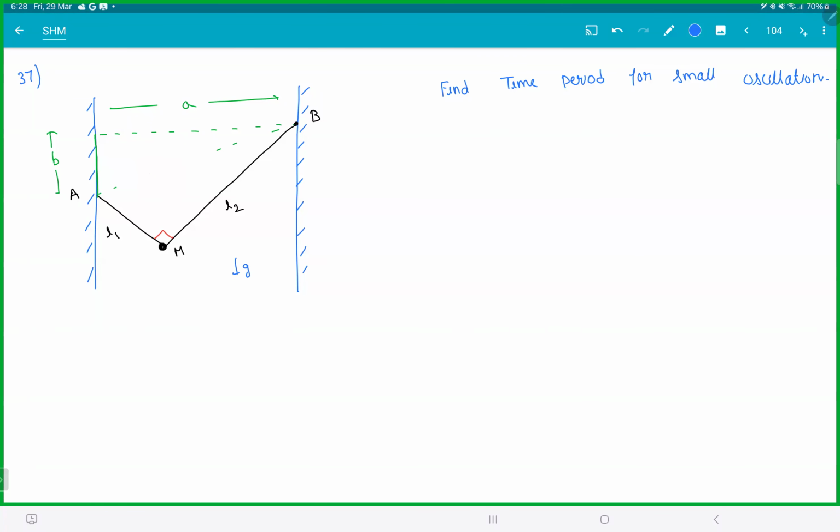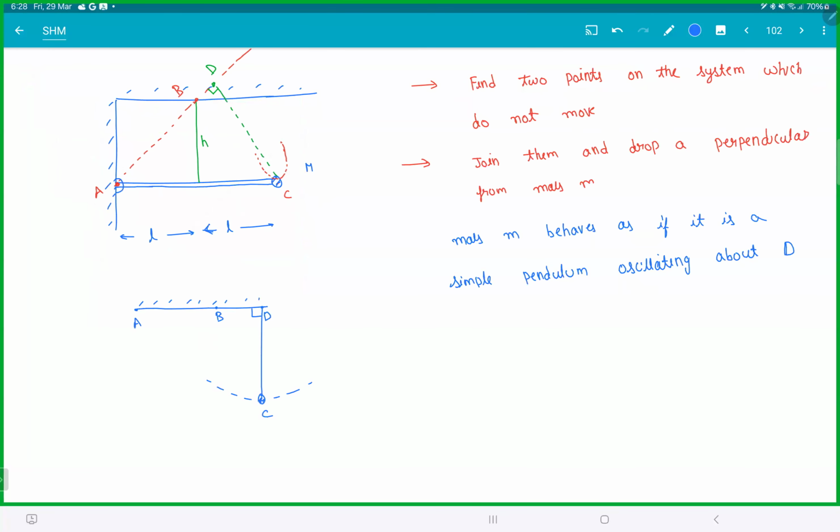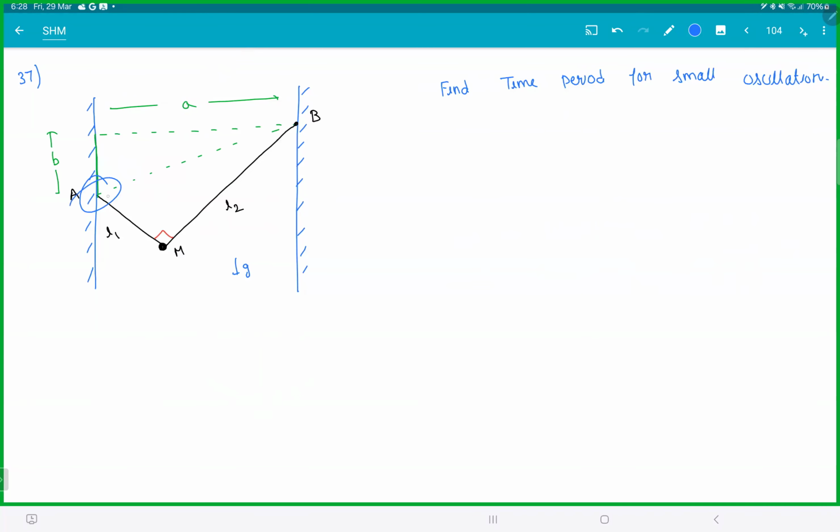So this is the hint in this kind of questions, that the pendulum is connected to two different points. The moment you see this, the general formula is not applicable. Then this is the method we have to use. Find two points which are not moving. Luckily, you'll always find those two. Join them, drop a perpendicular, finish it off. Try. You got 2 minutes.